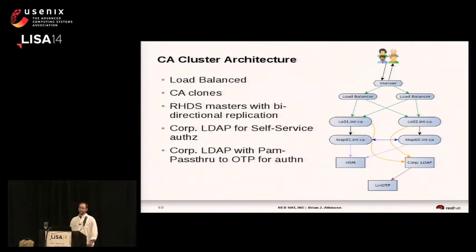So our cluster architecture, this is what our certificate authority looks like. Basically a fairly standard, highly available cluster where there are 2 certificate authority nodes behind a couple of redundant load balancers. They use LDAP on the back end to provide authorization via one-time passwords. And for self-service, a lot of the attributes in self-service user certificates get fed out of our corporate LDAP instance.